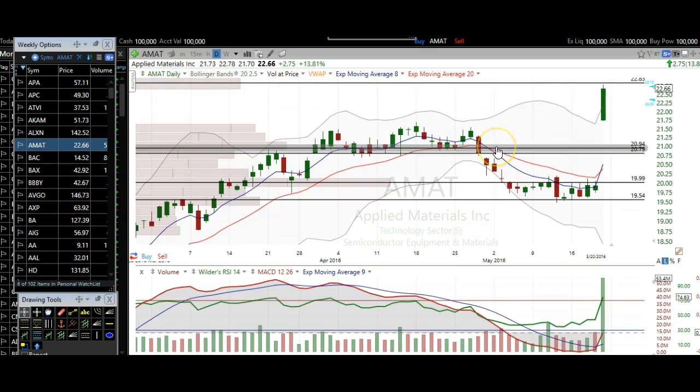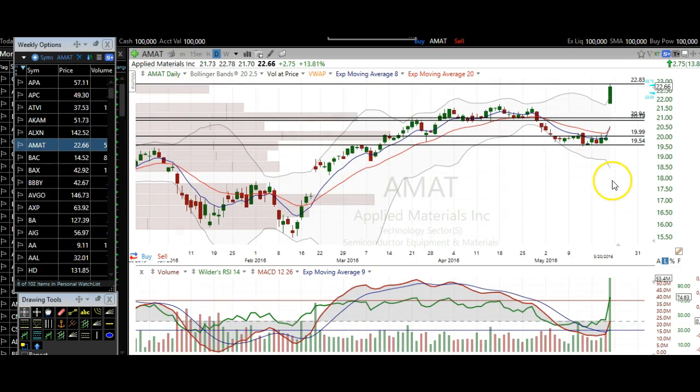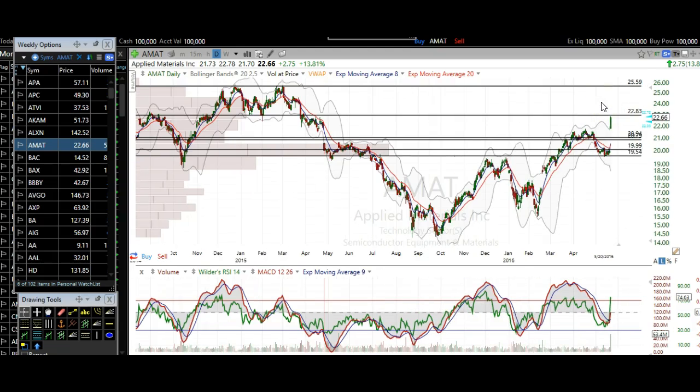Next, I want to cover AMAT. Now, AMAT had its chance to break over this resistance. I'm going to show you why it's resistance. Over here, big resistance.